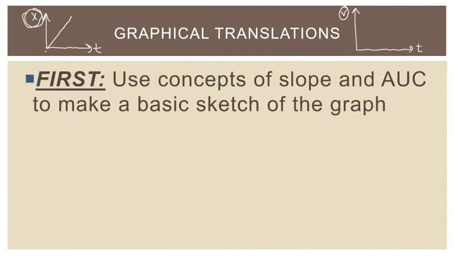The answer is not like some big mystery. You should all know by now the slope of a position versus time graph is the velocity. And so that's what I mean by use concepts of slope and area under the curve to make a basic sketch of the graph. If they said to draw this graph, you would say, okay, well, the slope is the velocity, and the slope of that position versus time graph is constant. So the velocity's got to be constant. Boom. That's it. That's really all we're talking about here.